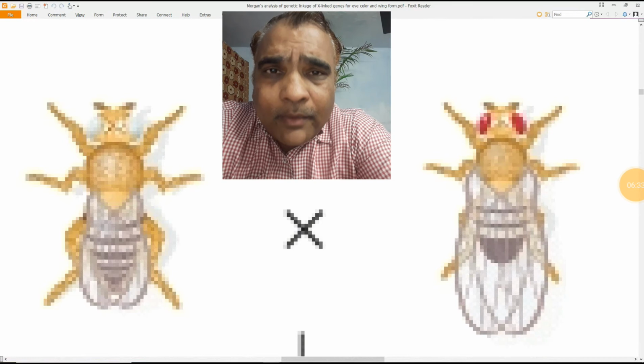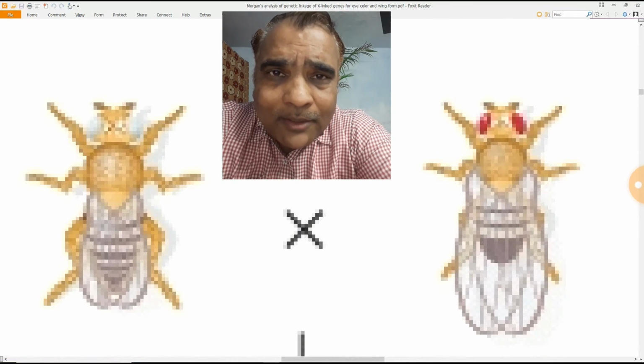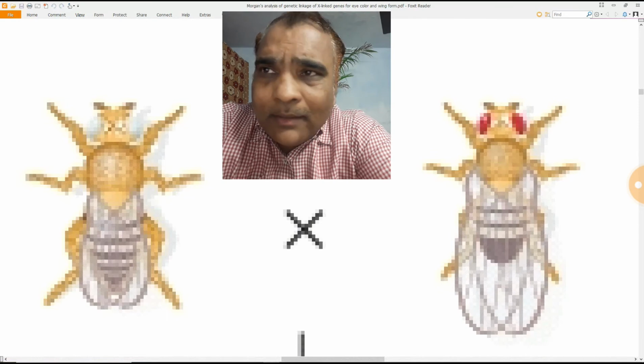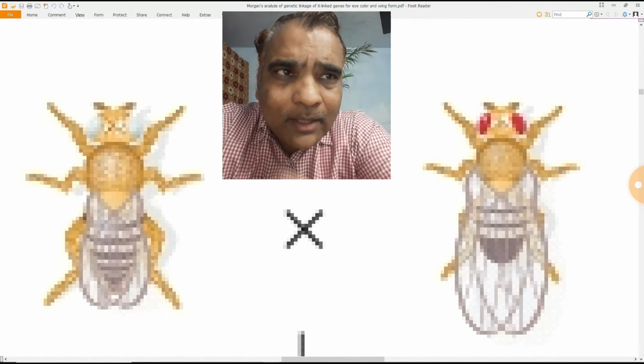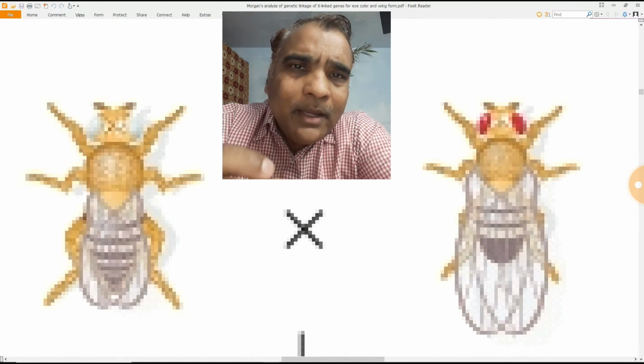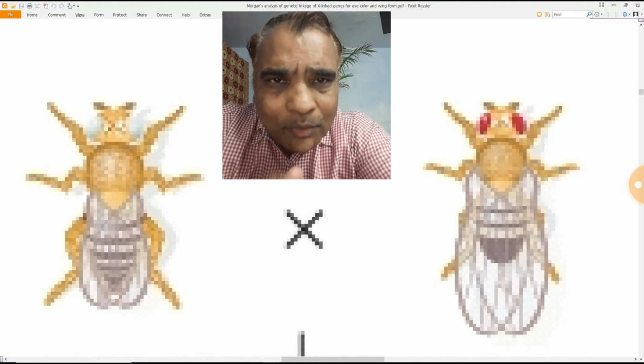Figure from another reference book I have also included. From the other book, these are the parents. So this is the parental cross, male female. Again, I will discuss with you about the phenotype and genotype and how the alleles are shown on the chromosome.